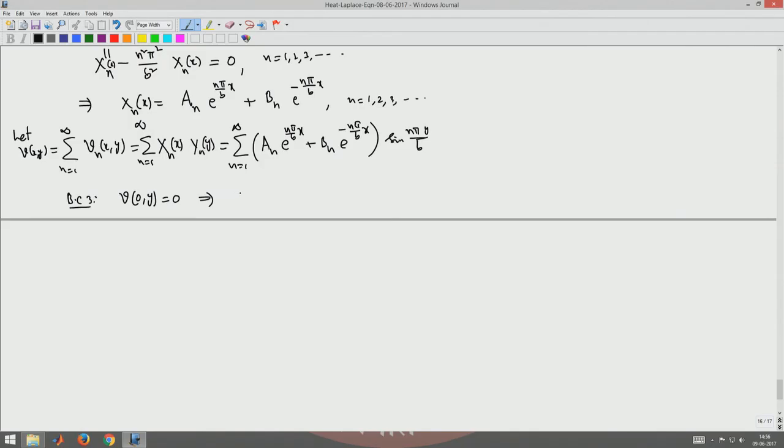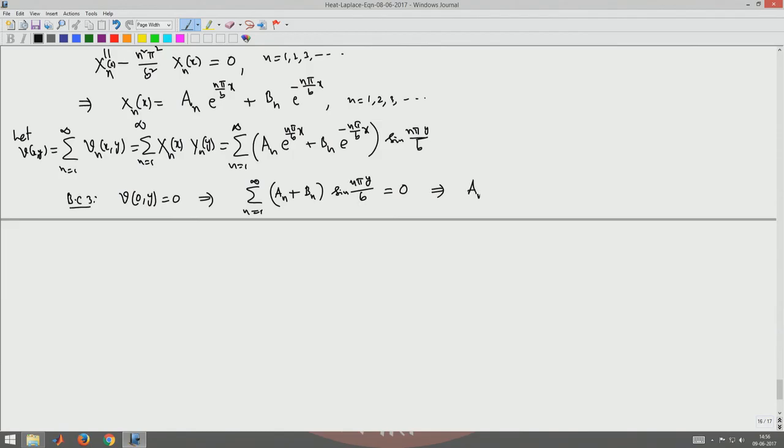So, v(0, y) is 0 means the left-hand side: sum over n from 1 to infinity of a_n, when you put x equal to 0, this is simply (a_n plus b_n) times sin(n pi y by b) equal to 0. So, immediately you see that a_n's, how do I get this?